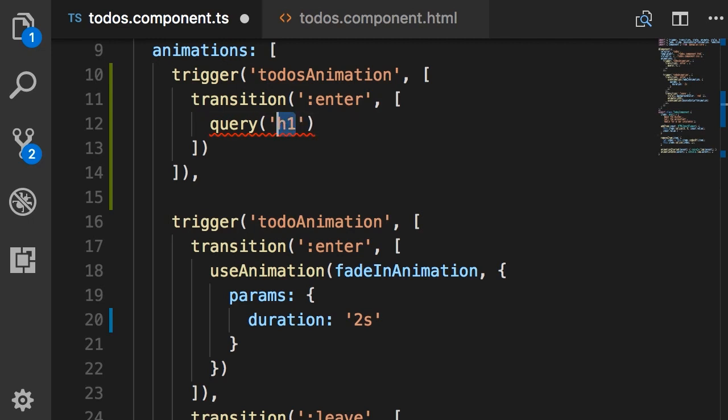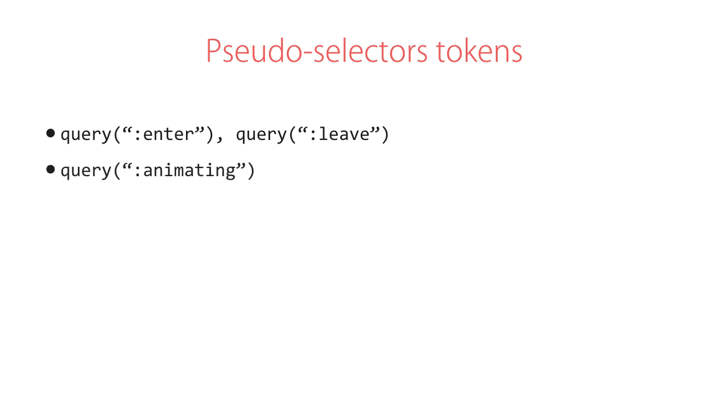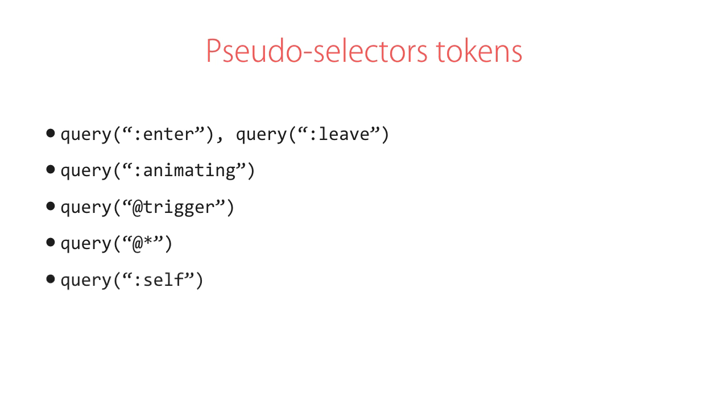Or I can get an element with a particular class or with a particular ID, just the typical selectors we use in CSS. But we also have a bunch of pseudo selectors tokens. So we have enter and leave. When a child element enters or leaves this container, we have animating. When a child element is animating, we can also query elements by an animation trigger applied on them. Or if you want to get all elements that have an animation trigger, use an asterisk. And finally, if you want to reference the same element, which is the container, we can use the self token.